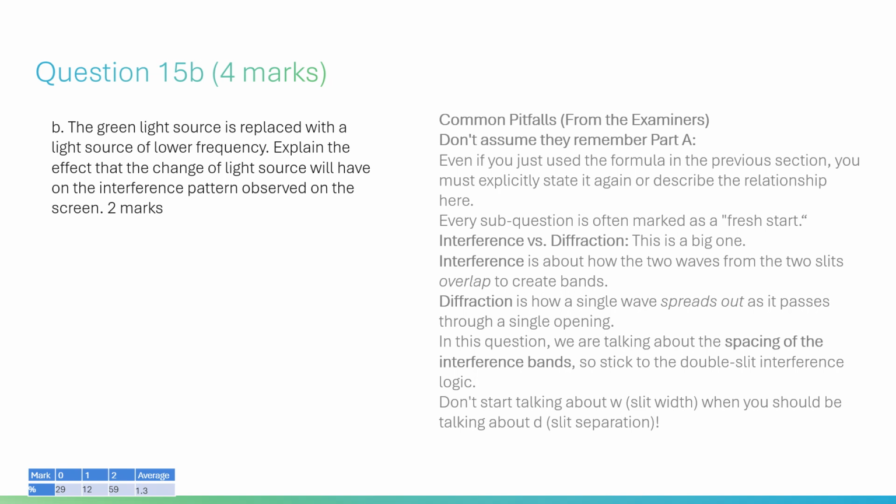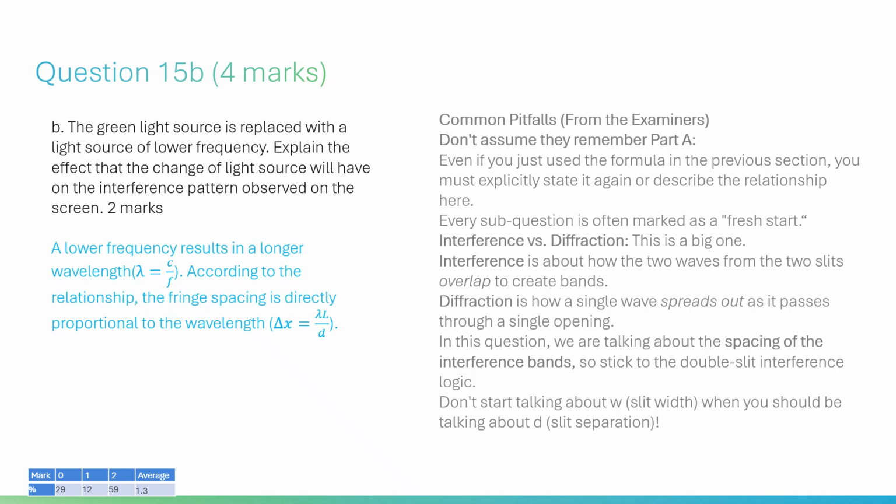Sample full mark answer. A lower frequency results in a longer wavelength. According to the relationship, the fringe spacing is directly proportional to the wavelength. Therefore, the bright bands in the interference pattern will become further apart.